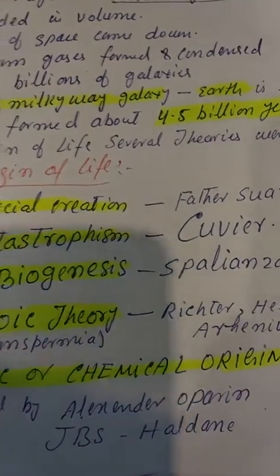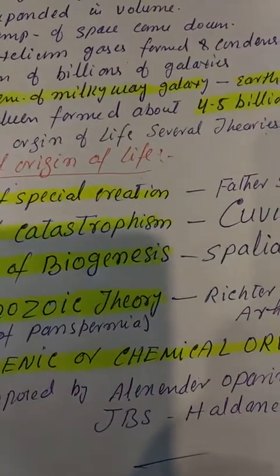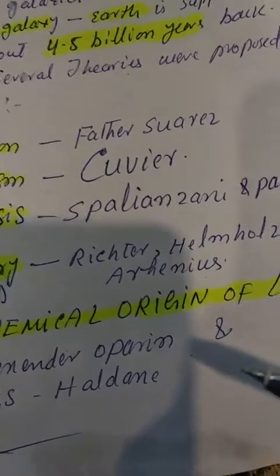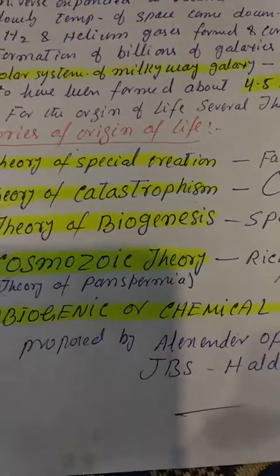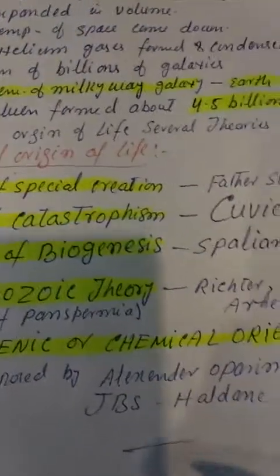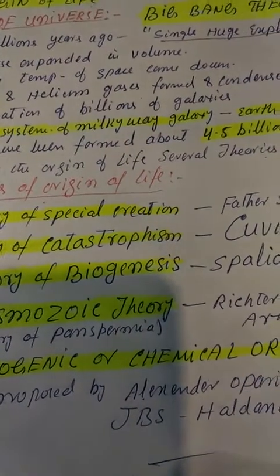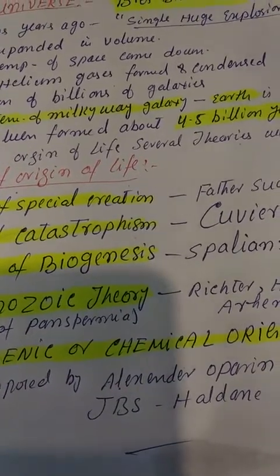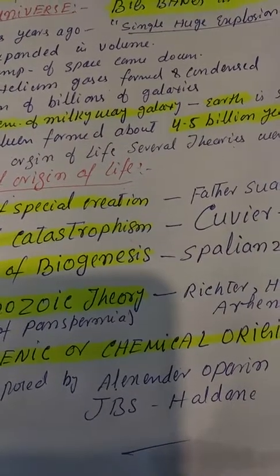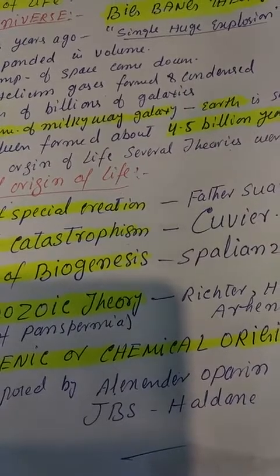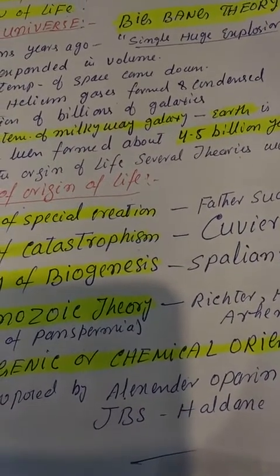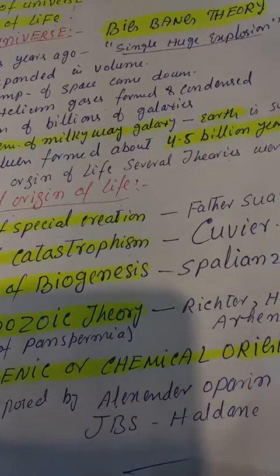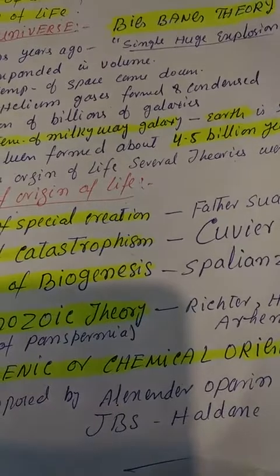Now, lastly, there is the theory of abiogenesis, or we call it the chemical origin of life. This theory was proposed by Alexander Oparin and J.B.S. Haldane. The majority of the scientists are of the opinion that life originated from the inanimate matter, that is non-living matter. The theory of abiogenic origin or chemical evolution of life is the only one that provides an explanation which can be tested, and most scientists have accepted this theory.